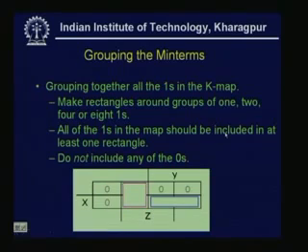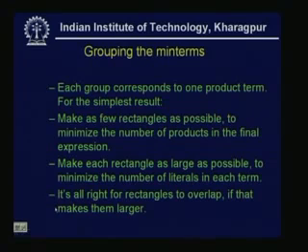So no one can be left out during the grouping, and a one can come in more than one group. So do not include any of the zeros. So this is the rule for grouping the min terms. Now each group corresponds to one product term for the simplest result.